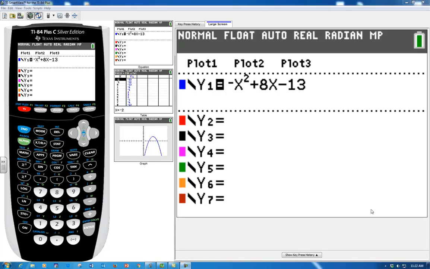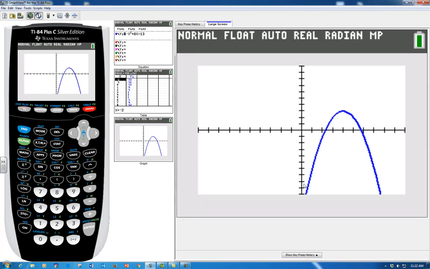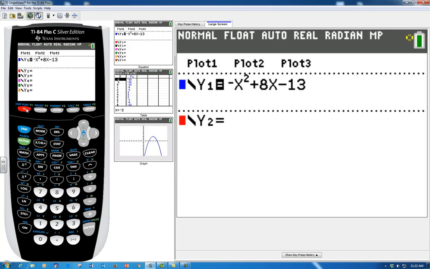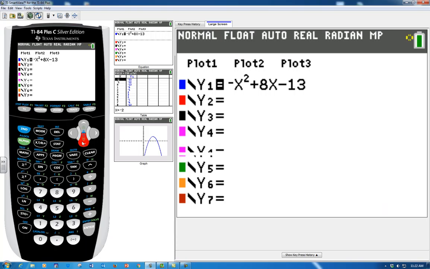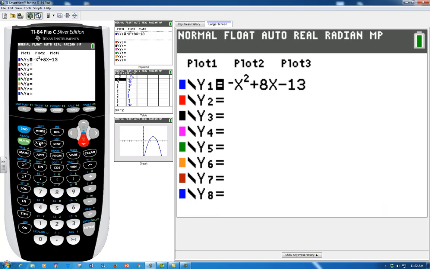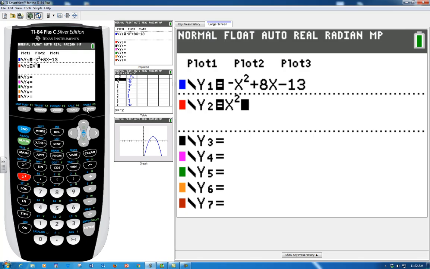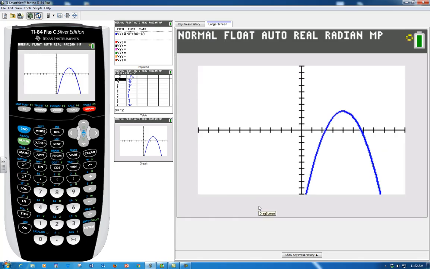So we're going to look first at minimum and maximum. Now, this is the same graph that we had before, so I'm just going to hit graph so you can see it. If a parabola has a maximum, it'll have a top to it. If it has a minimum, so let me just graph one that has a minimum. So let's say I go down here and I just type x squared, graph. If it has a minimum, it will have a bottom to it.